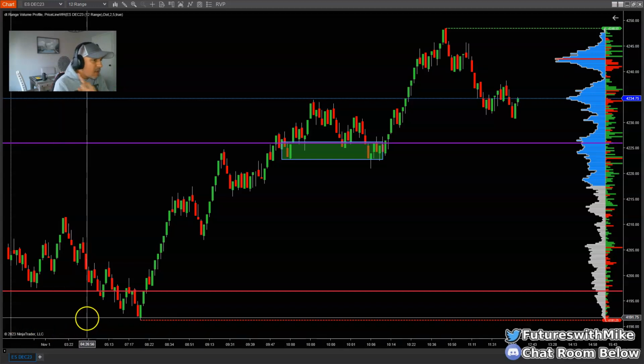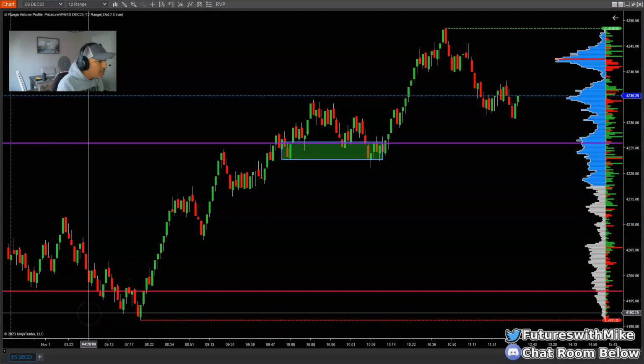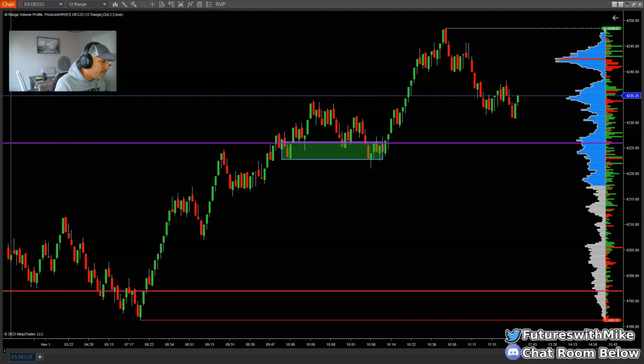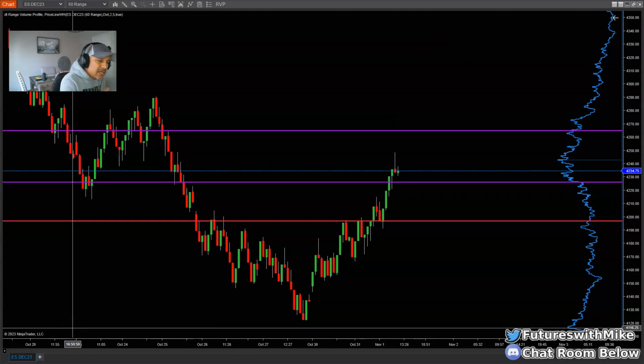First and foremost, what I always like to do is move over to my higher time frame chart. I have to understand and see what's going on in the bigger picture. So let's take a look at that right now. This is a chart of my higher time frame, 60 range chart that I use with the ES futures.